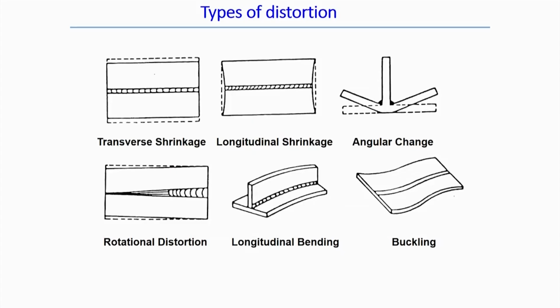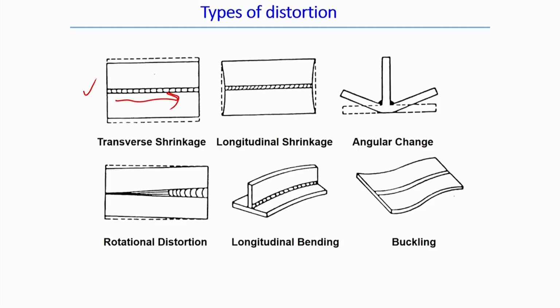But after doing this, to get some idea about the different types of distortion, we can see the transverse shrinkage. This is one type of distortion we generally find in welding processes. This represents the welding direction, and the transverse shrinkage means that normal to the welding direction, there is a shrinkage of the metal happening. That is called the transverse shrinkage.